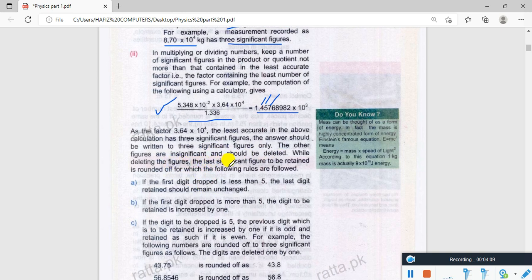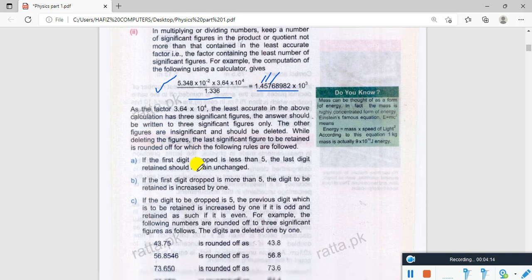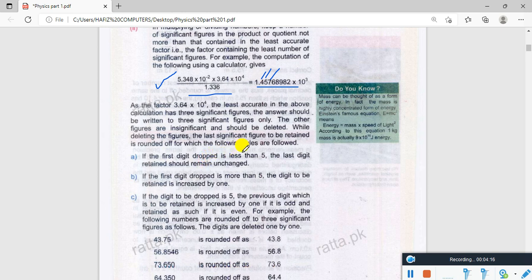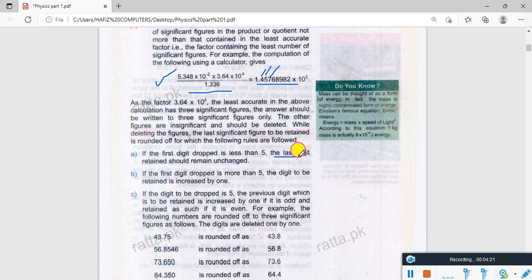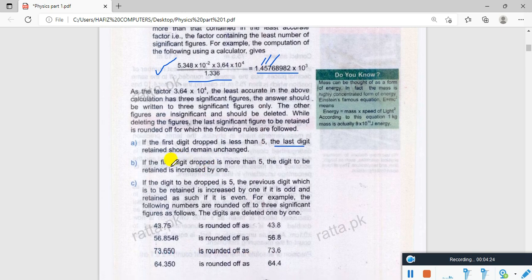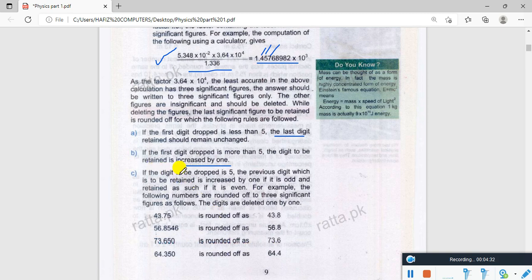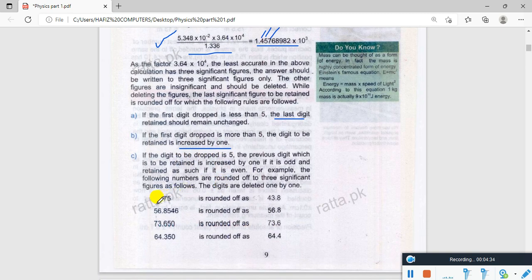While deleting these figures, the last significant figure to be retained is rounded off according to the following rules. If the first digit which is being dropped is less than 5, the last digit retained should remain unchanged. If the first digit dropped is more than 5, then the digit is to be increased by 1. For example, 43.75 is rounded as 43.8 because the digit dropped is 5, so we increase the last retained digit by 1.